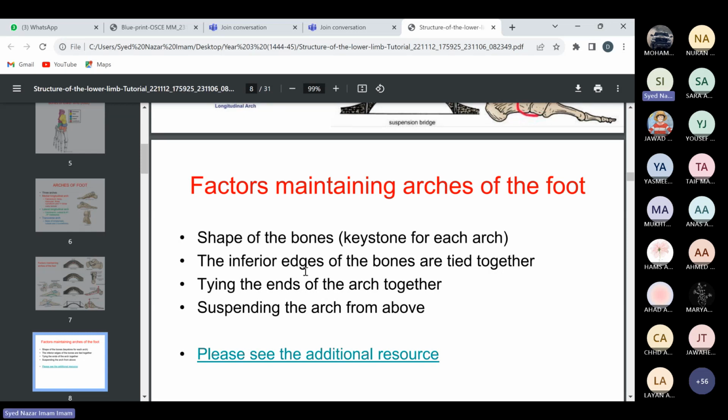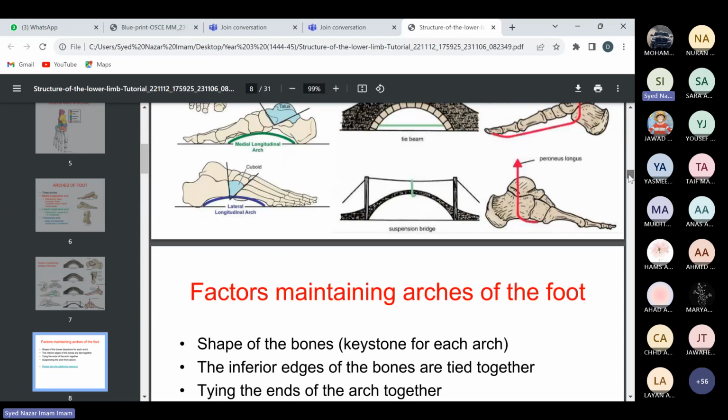So all the inferior edges of the bones are tied together with what? With the short and long plantar ligament. So you can see there is a small ligament that we used to call plantar ligament that ties each bone together. And then you need to suspend the arch from above. So what are the structures suspending it from above?